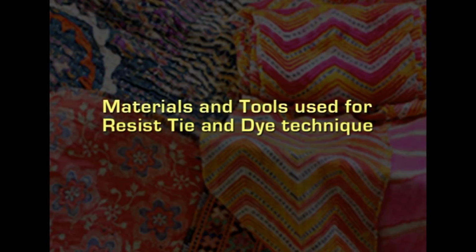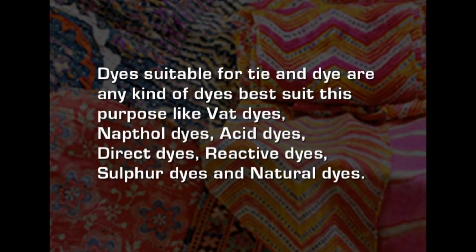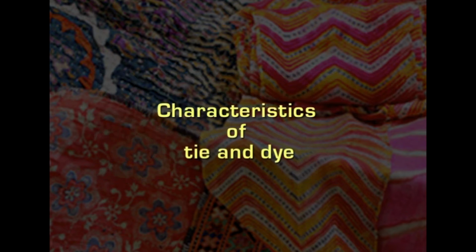Coming to the materials and tools used for resist tie and dye techniques. Materials suitable for tie and dye are georgette, lawn, cambric, poplin, khadar, silk, nylon and malmal. Tools used for tie and dye are simple clips, pins or any kind of stones, bands and twine threads. Dyes suitable for tie and dye: any kind of dye best suits this purpose, like vat dyes, naphthol dyes, acid dyes, direct dyes, reactive dyes, sulfur dyes and any kind of natural dyes can be used for these tie and dye techniques.